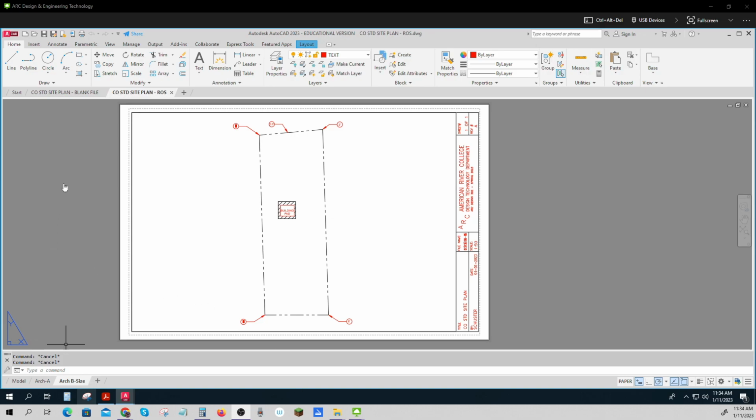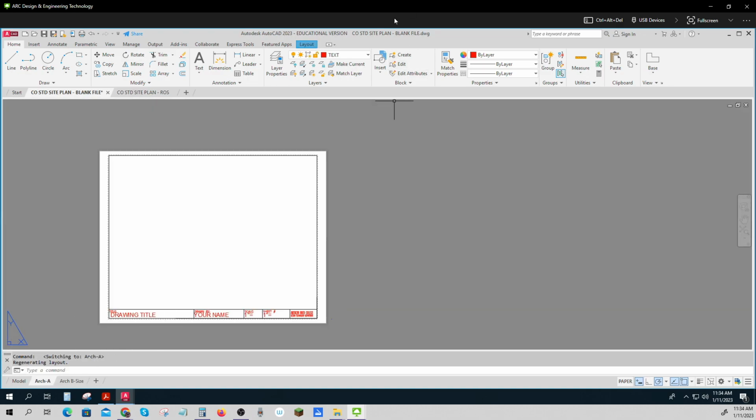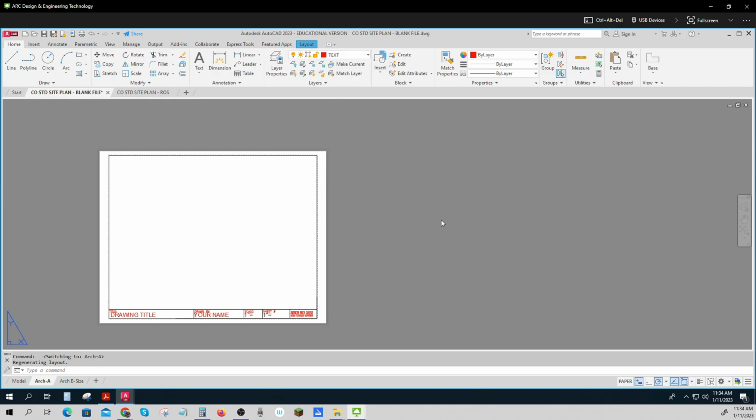Then the next thing that we do after all that floor plan, site plan, space plan is figure out a site plan. So we're going to start with a blank file, okay? But it's set up for you. It's got the correct layers. It's got the correct units.